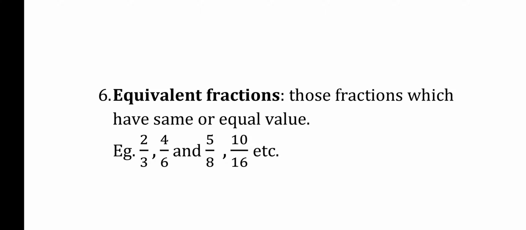Equivalent fractions are those fractions which have the same or equal value. For example, 2 by 3, 4 by 6. If you cancel 4 and 6 by 2, 2 into 2 is 4 and 2 into 3 is 6. So you'll get 2 by 3 itself. So 2 by 3 and 4 by 6, they are equivalent. These fractions will have the same value if the greater fractions are converted into the lowest term.